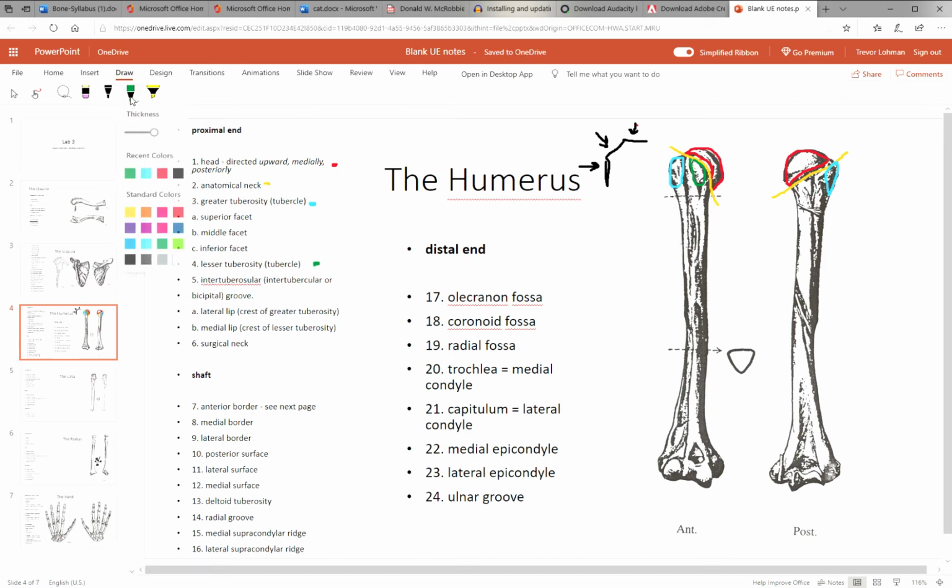Intertubercular groove, IT groove, or you can also say bicipital groove, is right here. It gets a little hard to label the lips, the lateral and medial lips, but the part of this groove that's adjacent to the greater tuberosity is the lateral lip, and the part that's adjacent to the lesser tuberosity is the medial lip.